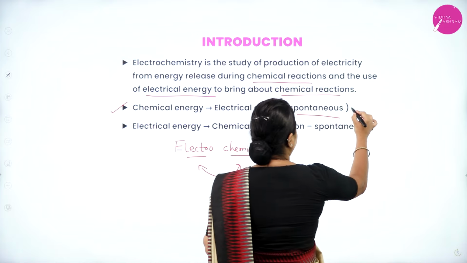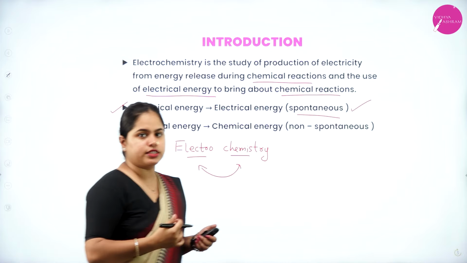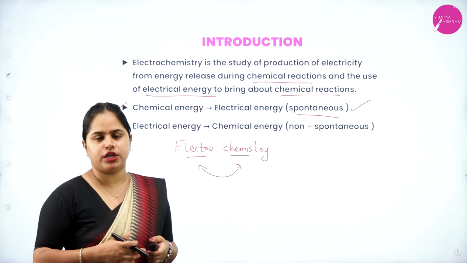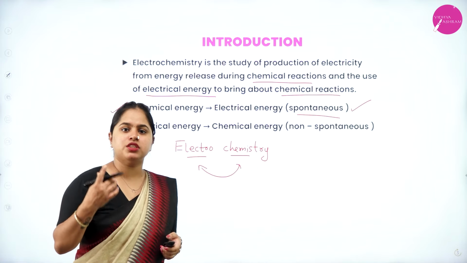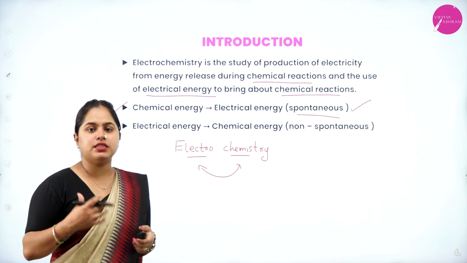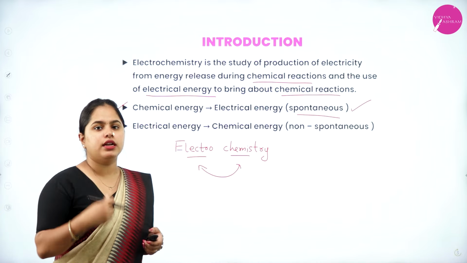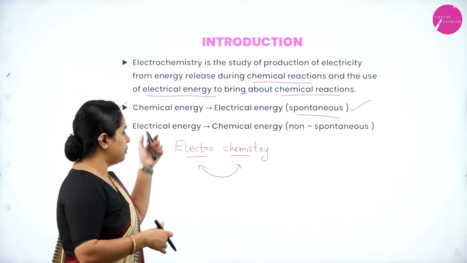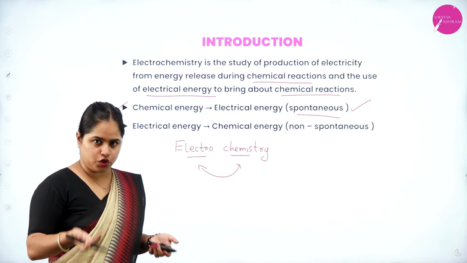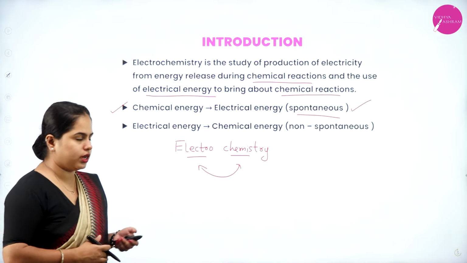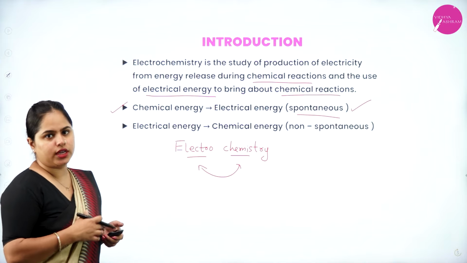So this type of reactions are spontaneous reactions. Now what are spontaneous reactions? In first PUC already you have studied. Spontaneous reactions are reactions which will happen on their own. That means there is no need of any external agency for the reaction to take place. That means the chemical reaction will take place on its own and the electrical energy or the electricity will be produced, right? So such reactions are spontaneous reactions.